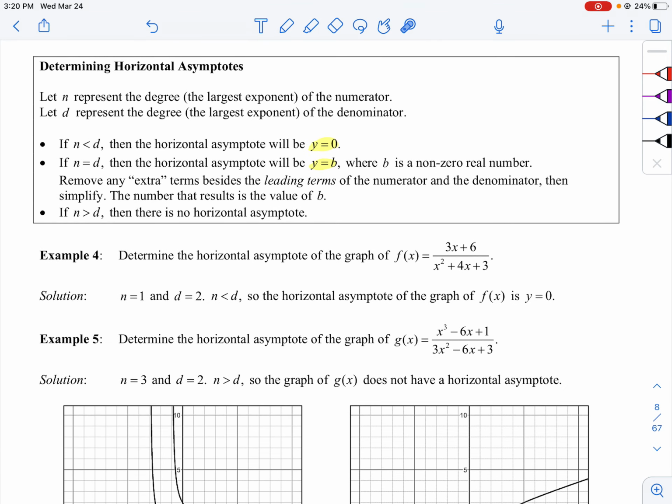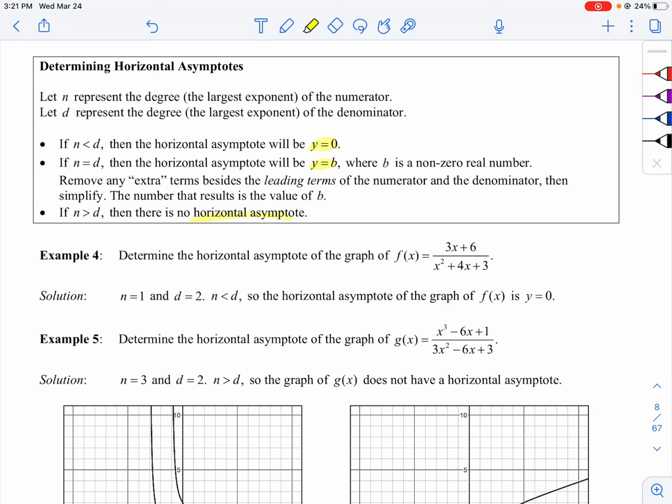Unlike the vertical asymptotes, where it depends on what factors you have in the denominator, say if you have 1 over x minus 3, then your vertical asymptote is x is equal to 3, right? So it depends really on what your denominator is. But the horizontal asymptote depends on 3 rules, okay? You have 3 different rules.